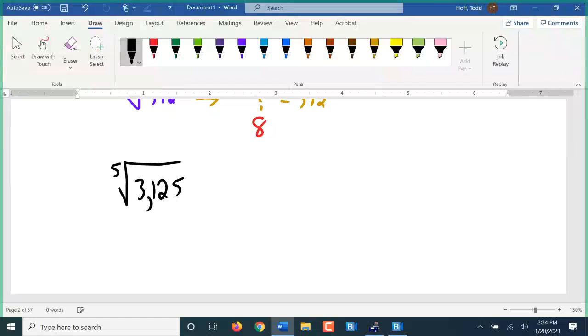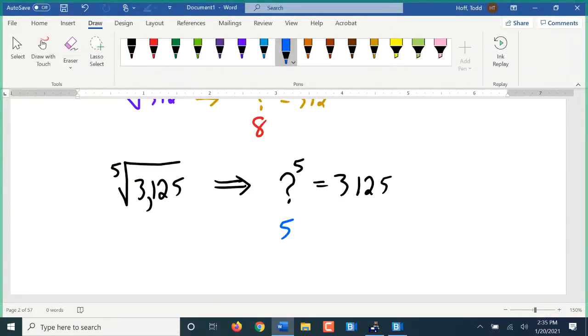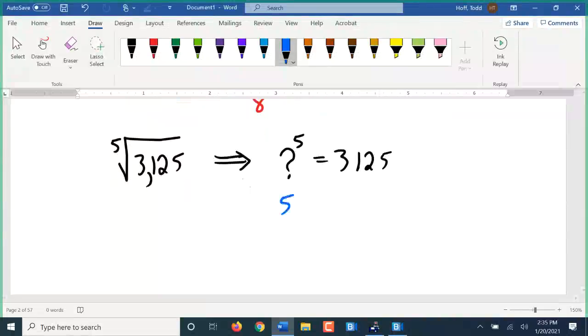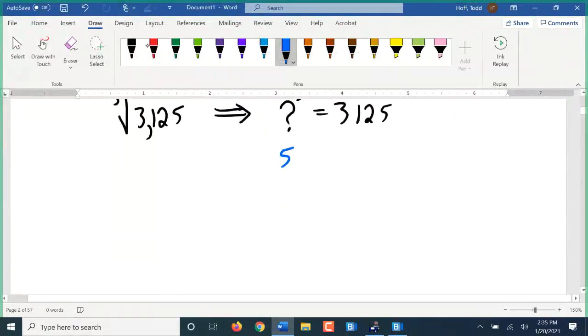Fifth root of 3,125, that's asking us what number to the power of 5 equals 3,125. Well, it's going to be 5 to the 5th power. How would we get that on our calculator?